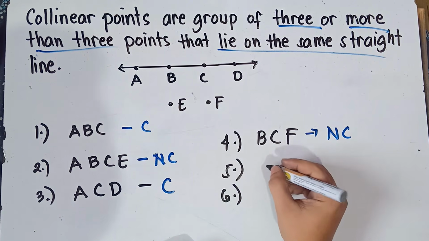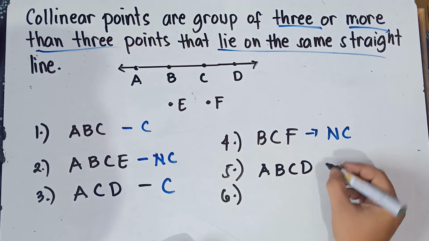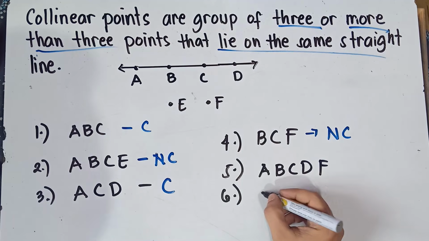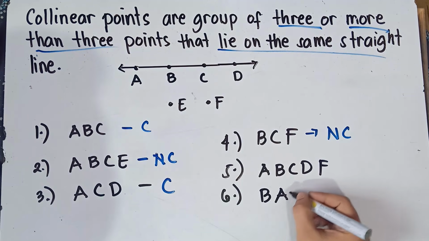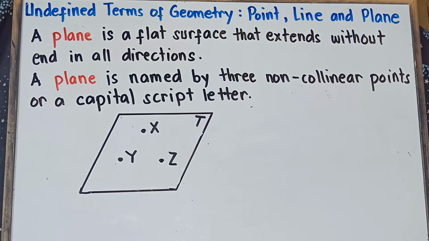What if we have A, B, C, D, and then F? Is it collinear or non-collinear? You try this one. And then for number 6, B, A, and then D. So you write NC for non-collinear, and then you write C for collinear. Alright, so let's proceed now to the plane. Now let's talk about a plane.